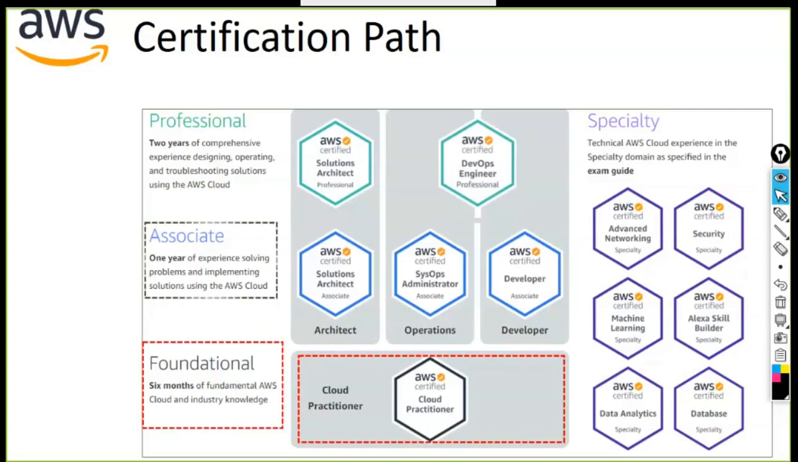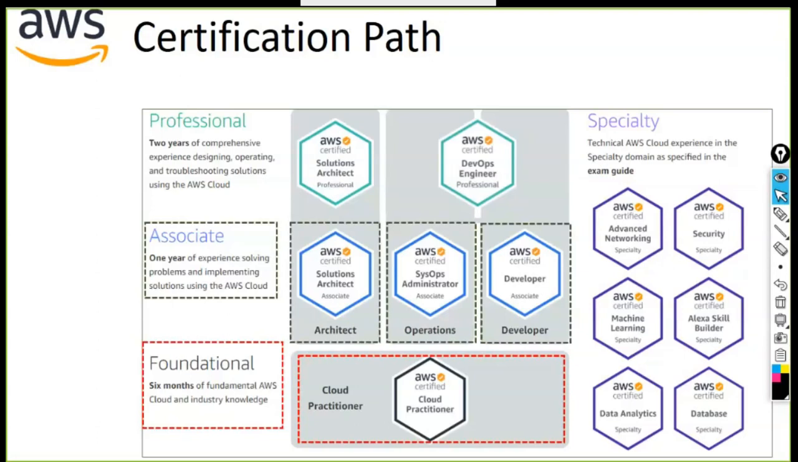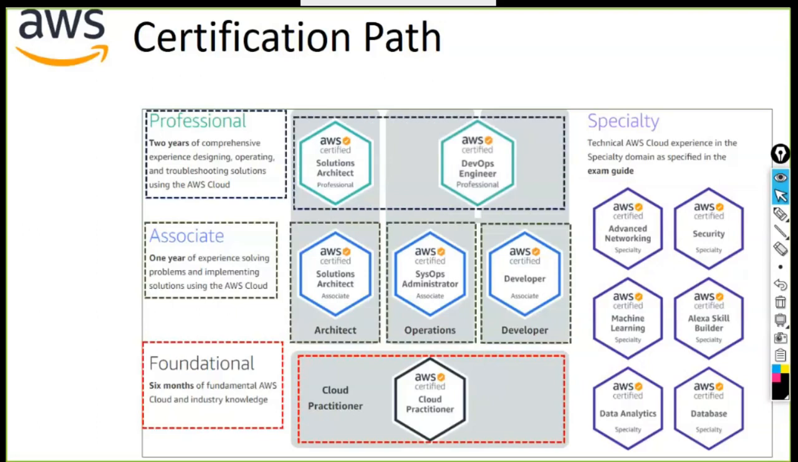Okay. The next part is associate, and associate carries 3 certifications: the solutions architect, associate level, then we have sysops administrator, then we have developer. The 3 certifications underneath the associate category. Then we have professional, where in the professional category we have 2 certifications. One is your solutions architect again, but on professional level. Then you have DevOps engineer, which is professional again. The next and final layer is all about your specialty.